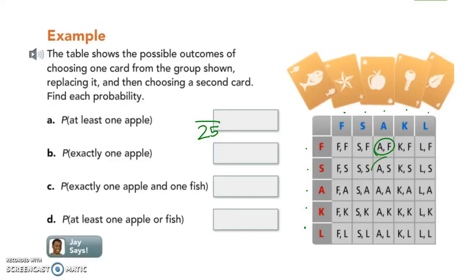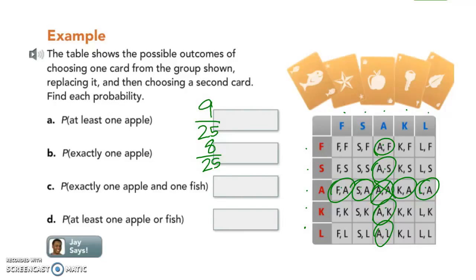I'm just going to circle them because it seems easiest to me. Looking for all the apples. I think I got them all. So I have 1, 2, 3, 4, 5, 6, 7, 8, 9. 9 out of 25 would have at least 1 apple. Then it says exactly 1 apple. So which one would I have to get rid of then? Can't have this guy if it has to be exactly 1 apple. That would be 8 out of 25.